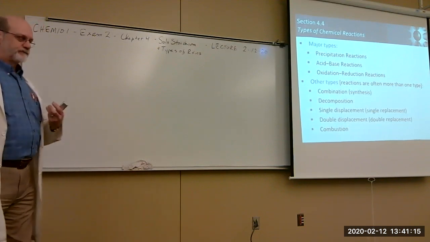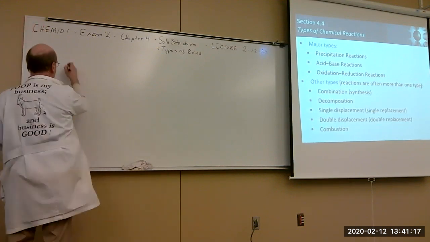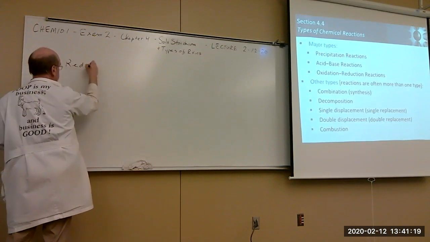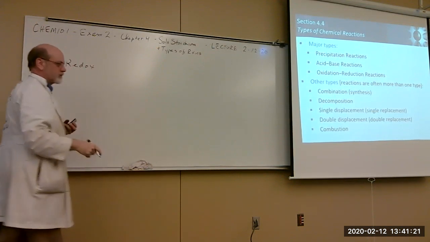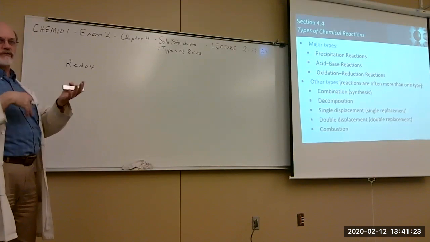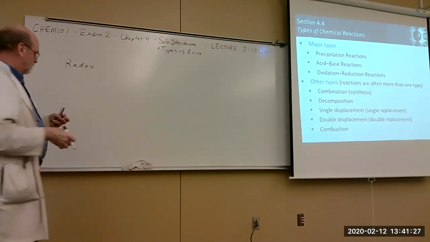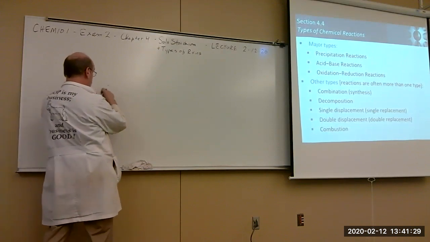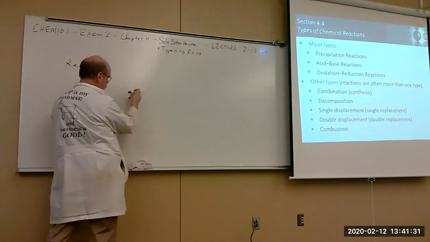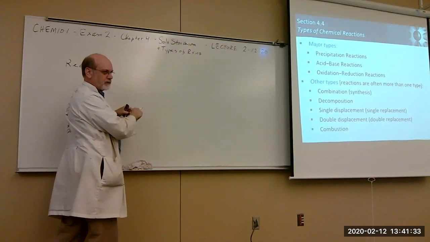Oxidation reduction. All right. We often abbreviate it redox. So an oxidation reduction is one in which electrons are transferred. That's it. That's the basic definition. During a reaction, electrons from one of the reactants are transferred to the other reactant to produce products.